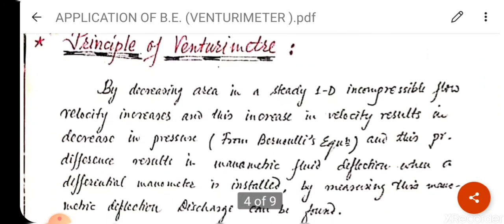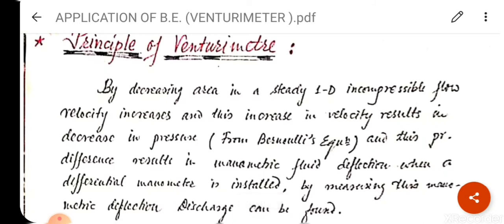Now we will discuss the principle of venturimeter. Already explained, but see the definition again. By decreasing area in a steady one-dimensional incompressible flow, velocity increases. If we decrease the area, what will happen? Velocity increases, and this increase in velocity results in a decrease in pressure from Bernoulli's equation. From where is it coming? It is coming from Bernoulli's equation, and this pressure difference results in manometric fluid deflection.